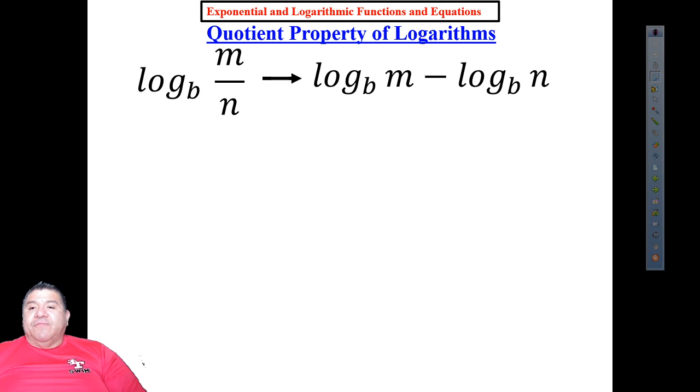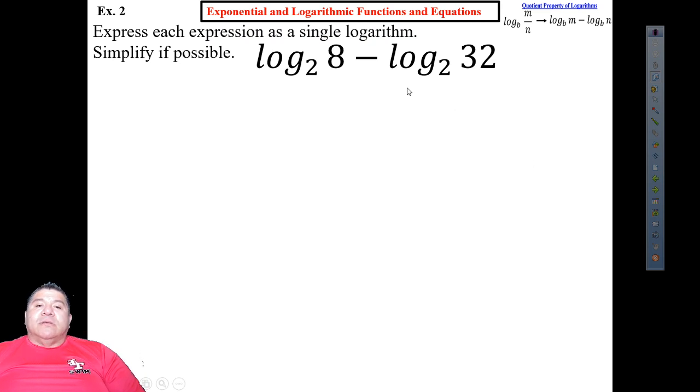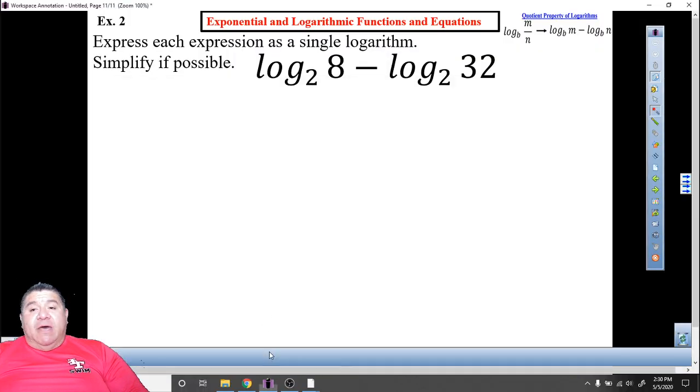All right, now that we're back, copy this next one. Let's do this next one together. Example 2. Express each expression as a single logarithm, simplify if possible. And they give us log base 2 of 8 minus log base 2 of 32. So let's do this one together. So what is it that we know? Pause it once again if you need more time.